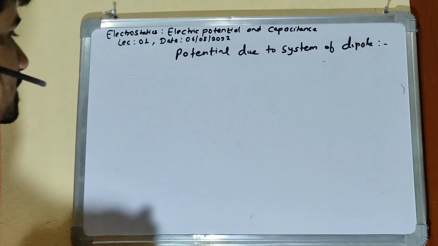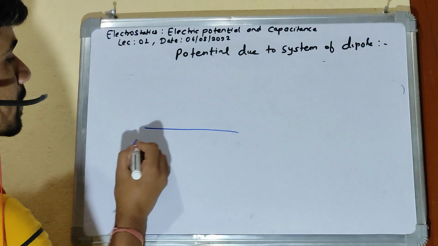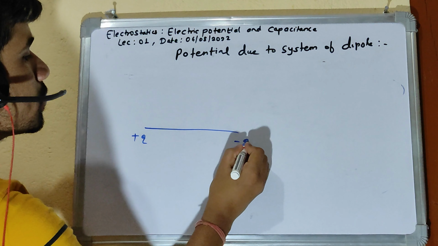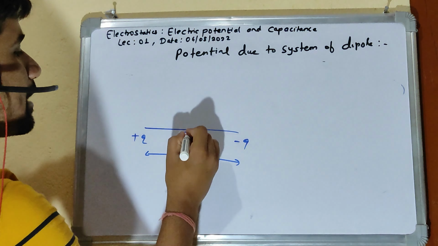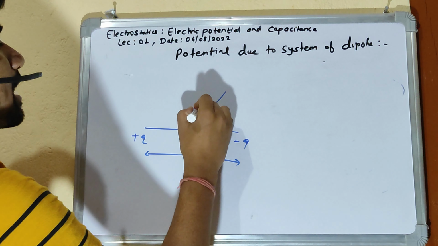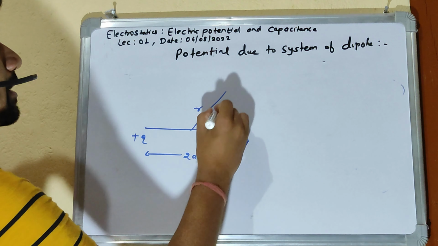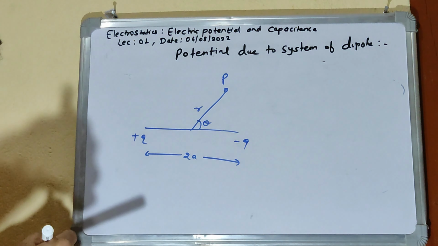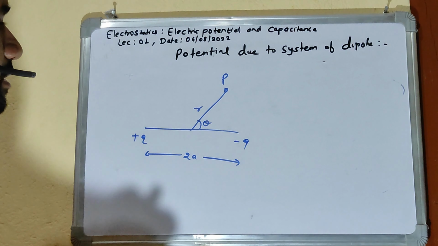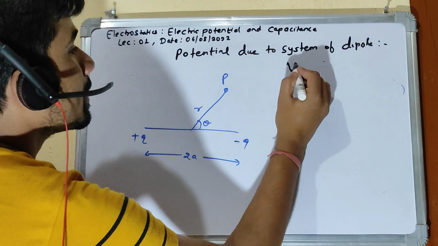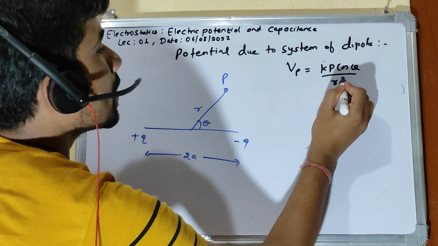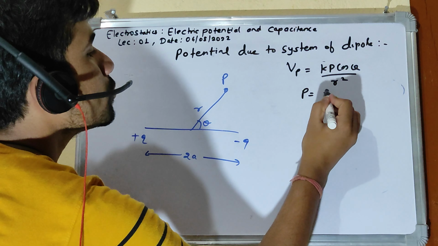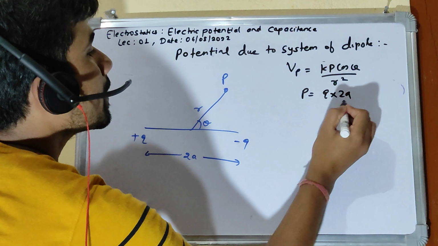So let's say this is a system of dipole, charge plus q and minus q, and the distance between them is 2a. I am finding the potential at a distance r from the midpoint and angle theta at a point P. The potential will be given by Kp cos theta by r square, where p is the dipole moment, which is q into 2a, right?